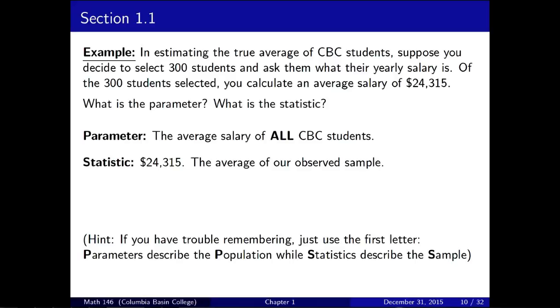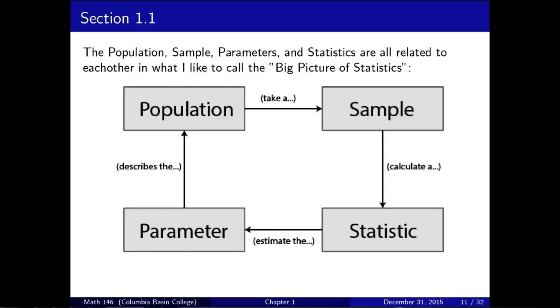These all fit together in what I like to call the big picture of statistics, and it's pictured in this diagram here on slide 11. You start with the population in the top left corner. And from that population, because we can't actually talk to everybody, we take a sample. From that sample, we calculate a statistic. And from that statistic, we attempt to estimate the parameter. And that parameter is what describes the population.